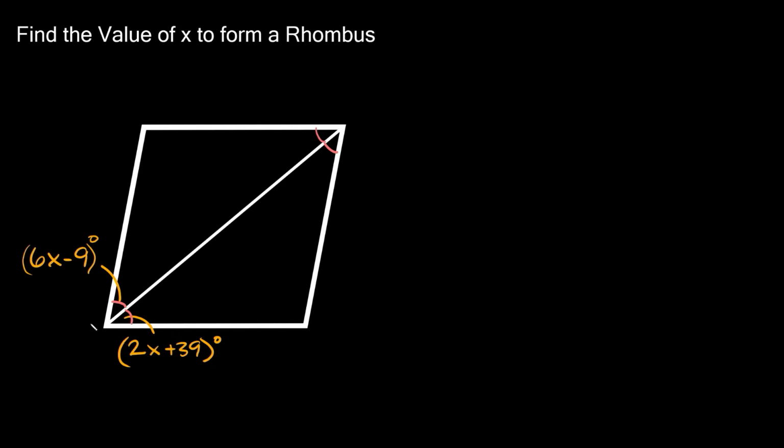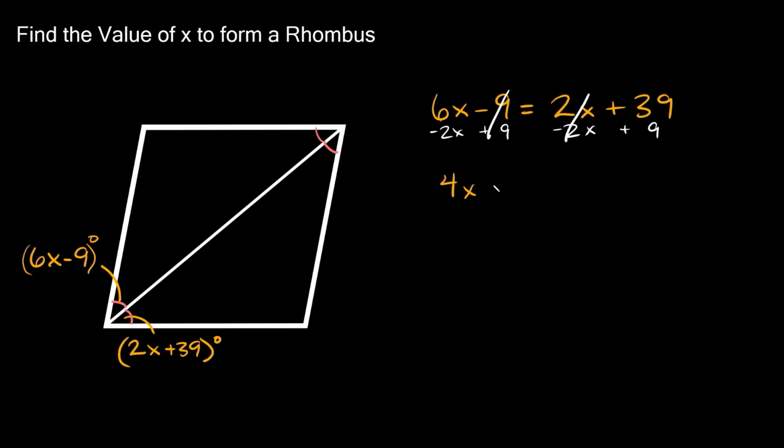So again, let's set these equal to each other. We can say 6x minus 9 is equal to 2x plus 39. To get the x's on one side, let's subtract 2x, and get the numbers on the other side, so plus 9, plus 9. So 6x minus 2x is 4x, and that's equal to 39 plus 9, which is 48. Divide both sides by 4. So here we get that x is equal to 12.